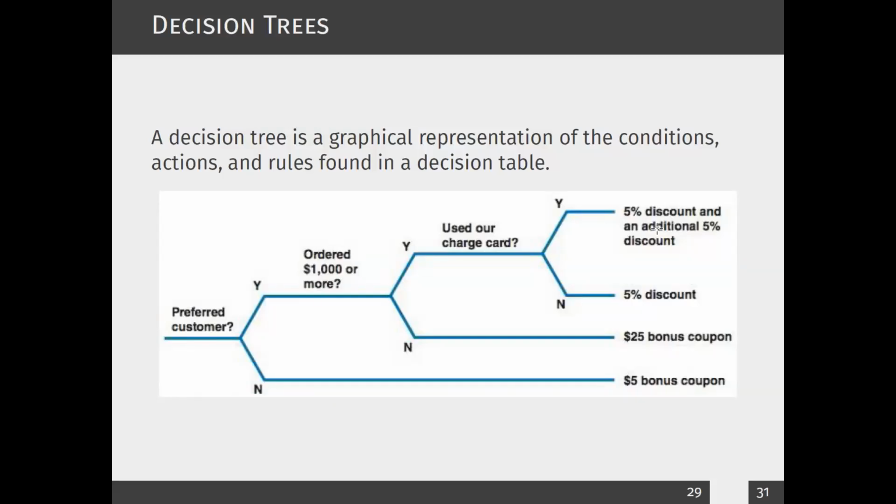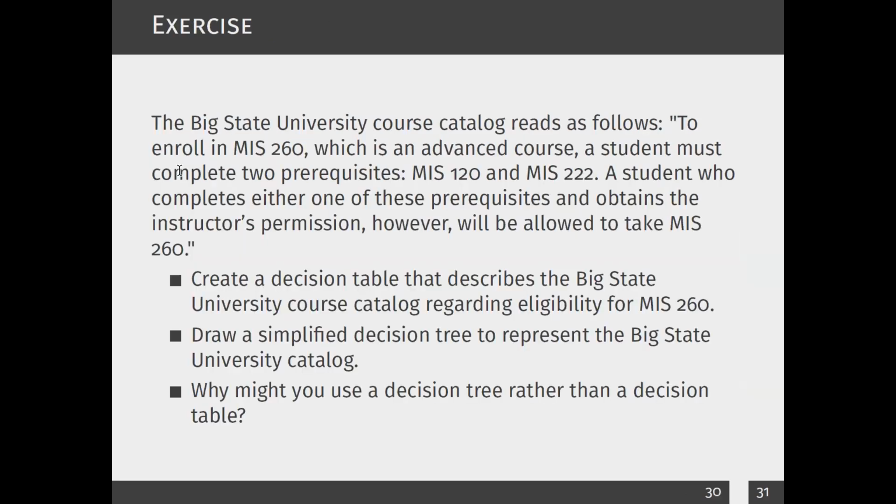Okay. Now let's try to understand this by going through one more example of creating a decision tree. So let's start with this example. Okay, first try yourself, and then we will discuss how to implement this in a decision table as well as a tree representation. Okay, let's start coding.